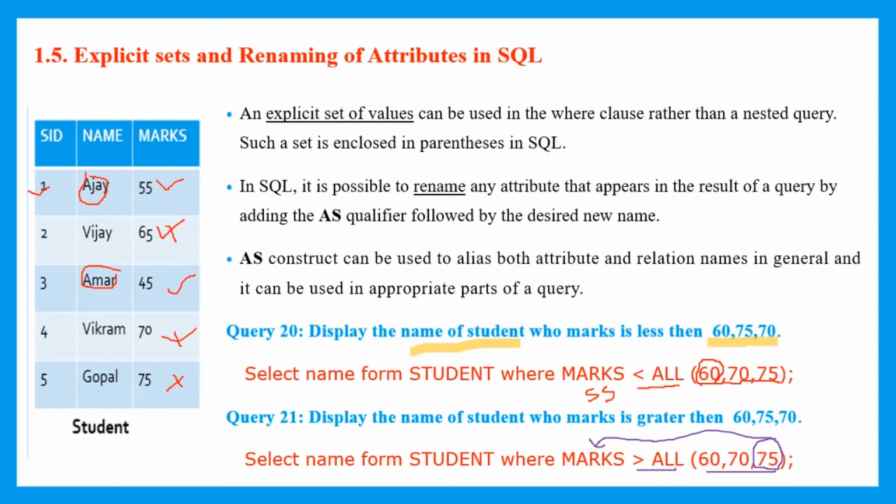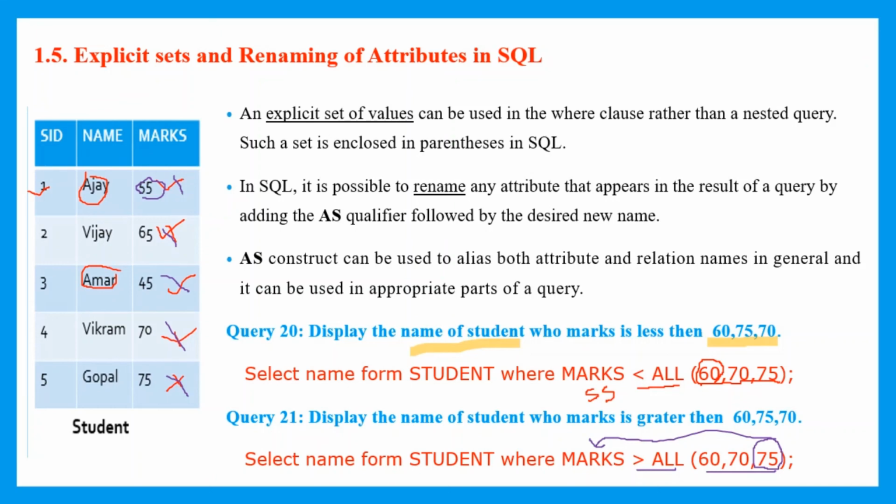Now the first row is 55. Is 55 greater than 75? No, so this row is not going to be selected. 65 greater than 75? No, this row is not selected. 45 greater than 75? No, this row is not selected. 70 greater than 75? No, this row is not selected. 75 greater than 75? No, this row is not going to be selected because I am saying greater than all.